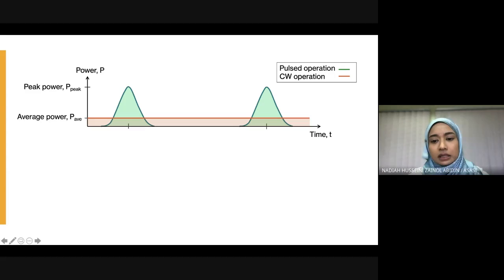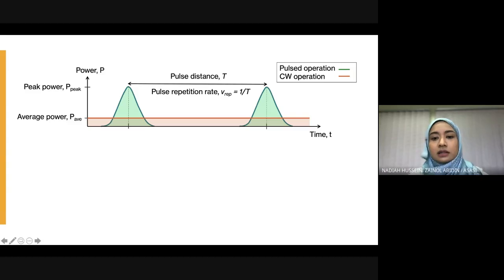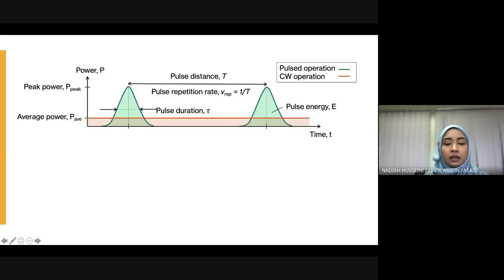The pulse distance is indicated by T, it is in time, and 1 over the pulse distance gives you the repetition rate. If they tell you the repetition rate is blah blah blah, you know what it means. It just means 1 over T, which is the pulse distance, right? And the integration of this curve gives you the pulse energy, because this is a power versus time graph. Integrating it with respect to time will give you energy. And 3 dB from the peak will give you the pulse duration. So that's just a little bit of an intro on the characteristics of pulse laser.